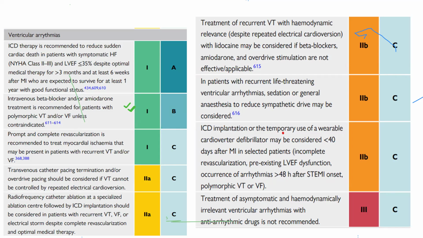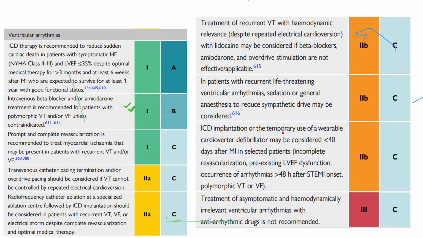Transvenous catheter pacing, termination, and or overdrive pacing should be considered if VT cannot be controlled with repeated electrical cardioversion. 2A. Radiofrequency ablation at a specialized ablation center followed by ICD implantation should be considered in patients with recurrent VT or VF or electrical storm despite complete revascularization and optimal medical therapy.